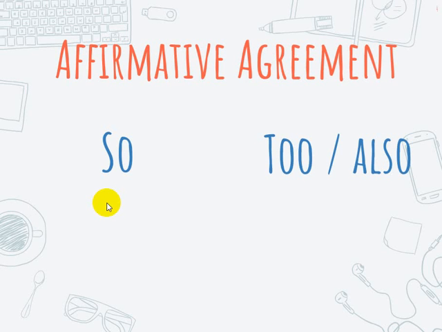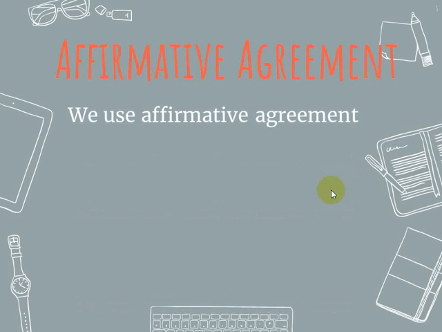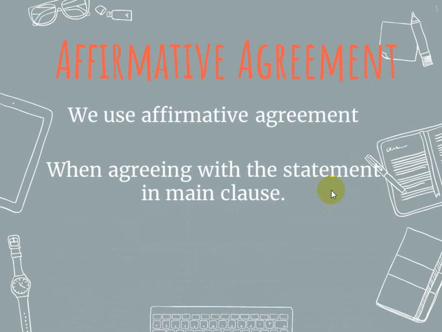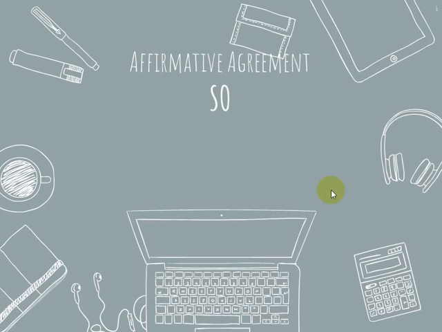For affirmative agreement, we have so and too or also. We use affirmative agreement when agreeing with the statement in the main clause. So this means that both clauses should be positive statements. It cannot be contradictory because we are agreeing with something. So it should be on the same side, or in the same boat.